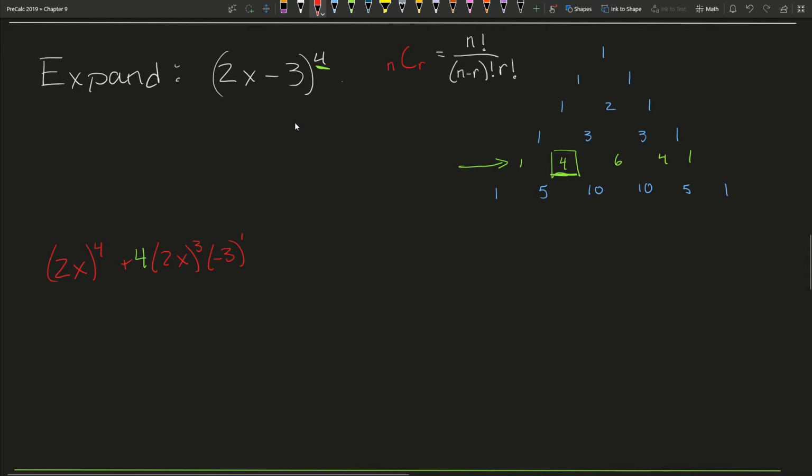And then our next term, we'll start with a 6. And then our 2x will be taken to the second power. And then our negative 3 will be to the second power as well. And then our next term will be another 4, 2x to the first. And then negative 3 to the third.